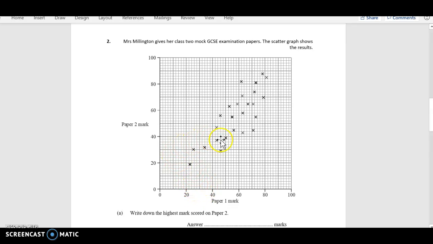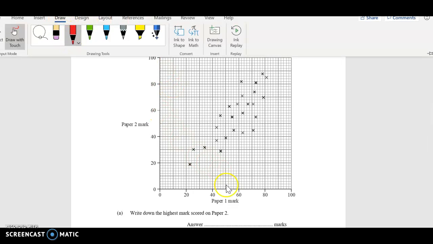Okay, so write down the highest mark on paper 2. So we've got paper 2 here, so you're going up here. You're looking for your highest cross, which is here. Remember, you need to know the scale. Okay, so this is going up in 2s every line. So what is that value there? Okay, so have a go. Yep, you're right. It is 88. Okay, brilliant.